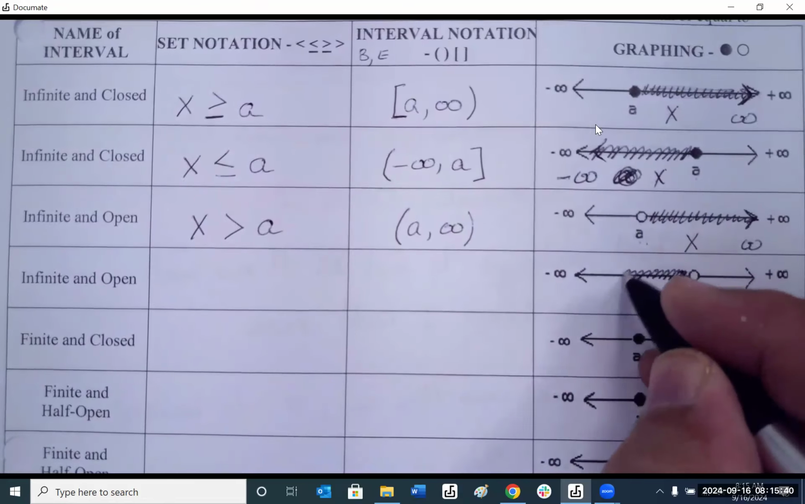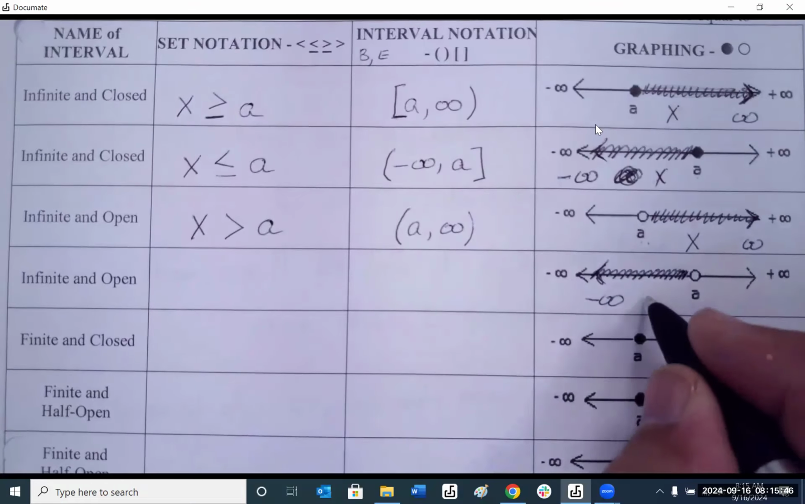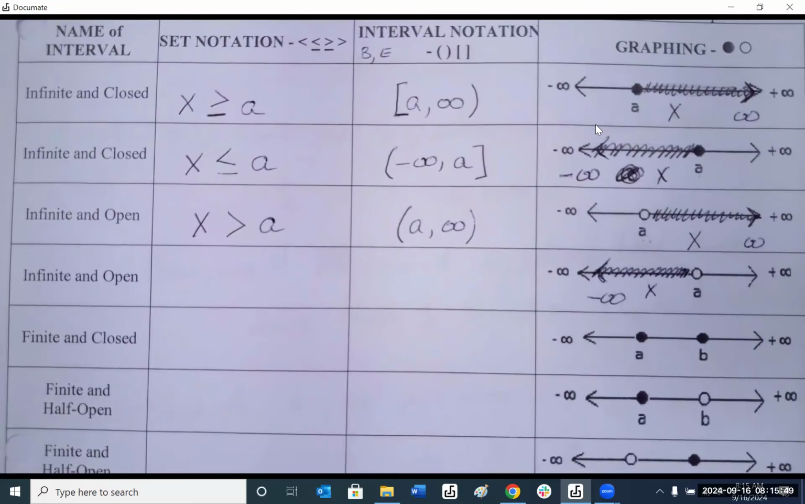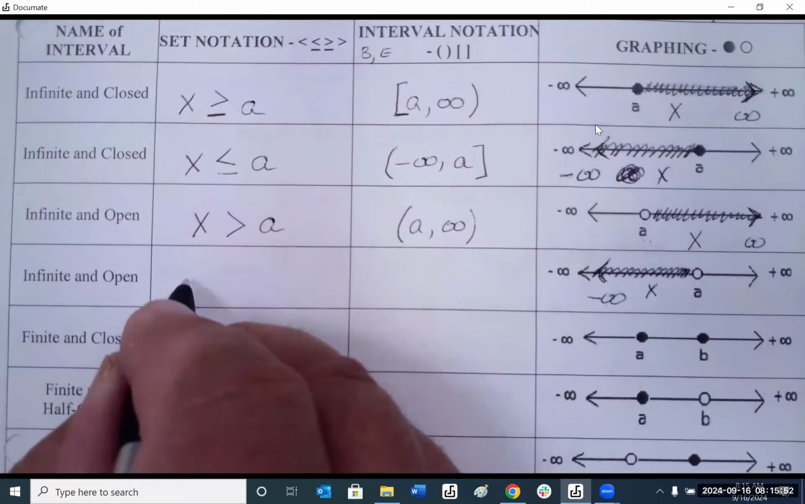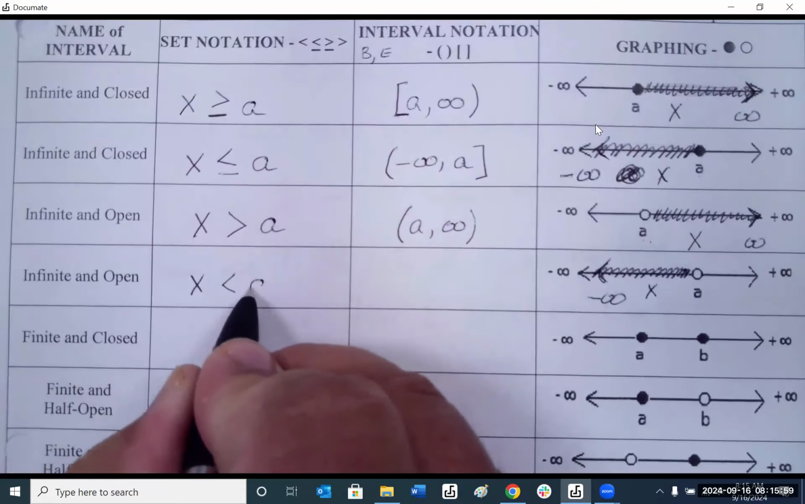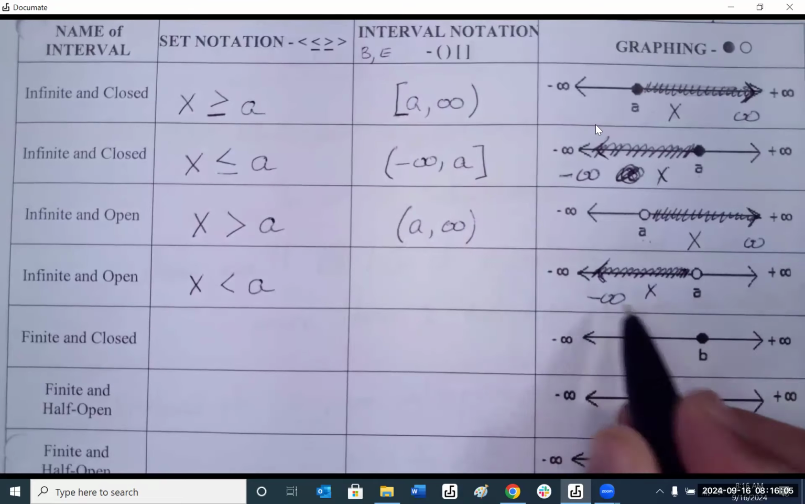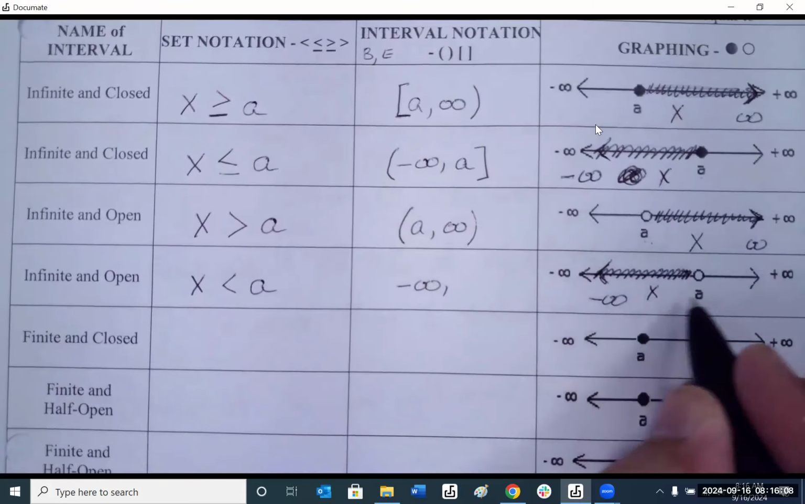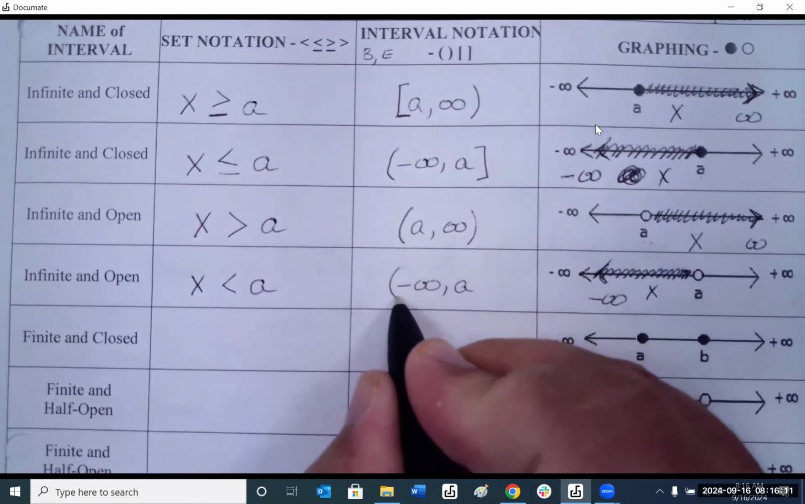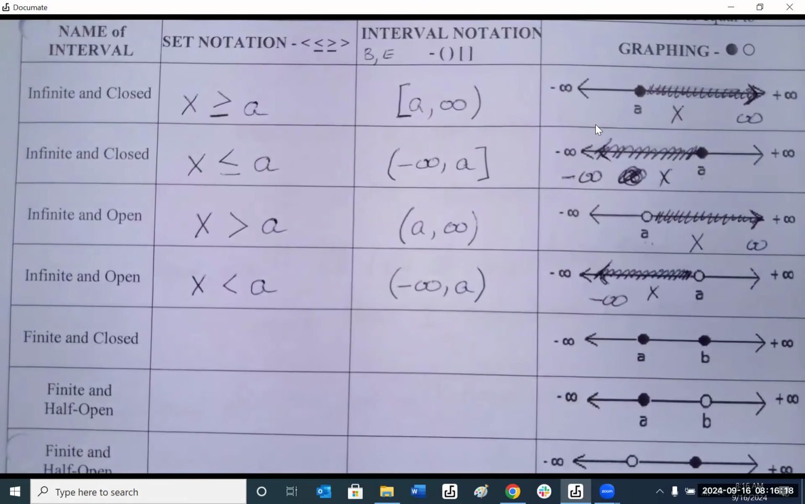The fourth one, it goes to the left. These are all my x's. So the set notation, where's x with respect to A? X is less than A. It's to the left of it. So the bounds, I go from negative infinity all the way up to A. Infinity is always an open circle, so I can't use it, so it's a parenthesis. So that's an example of an infinite domain. It goes from A and goes to infinity.